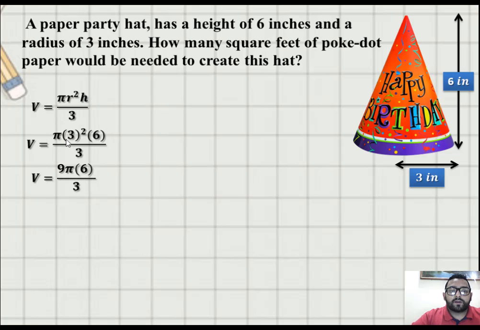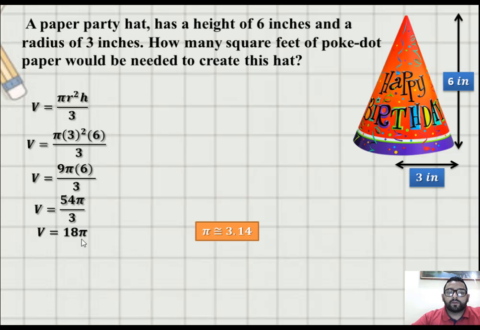Then you solve 3 to the second, which is 9. You multiply by pi and copy the 6. Then you multiply 9 times 6, which is 54 pi over 3. Then you divide 54 by 3, which is 18, and it's going to be 18 pi. Then we use the value for pi, 3.14, an approximated value, and we are going to have 56.52 inches to the cube power. When you multiply 18 times 3.14, you're going to have this value.